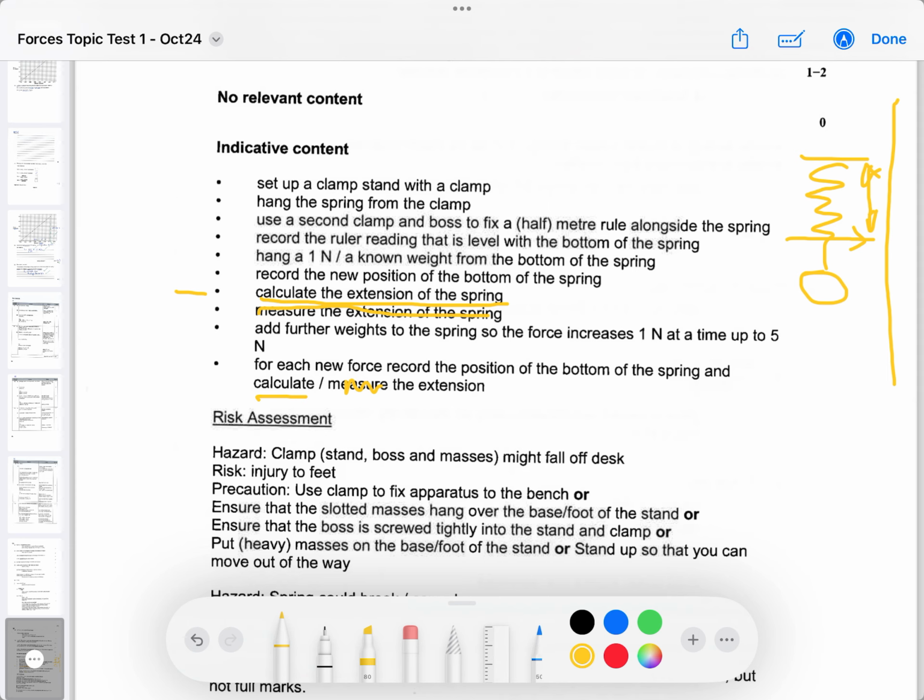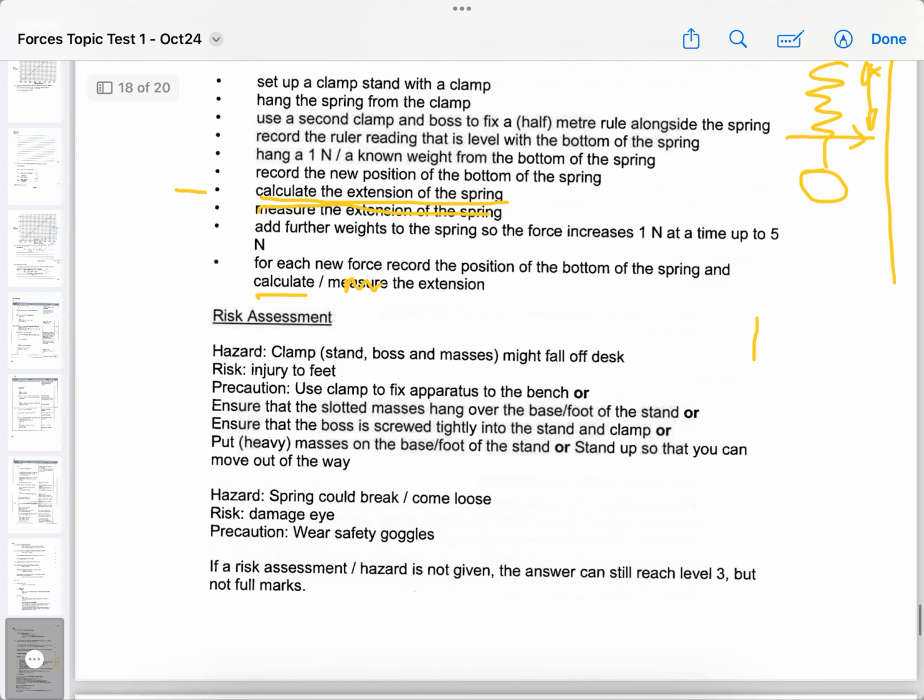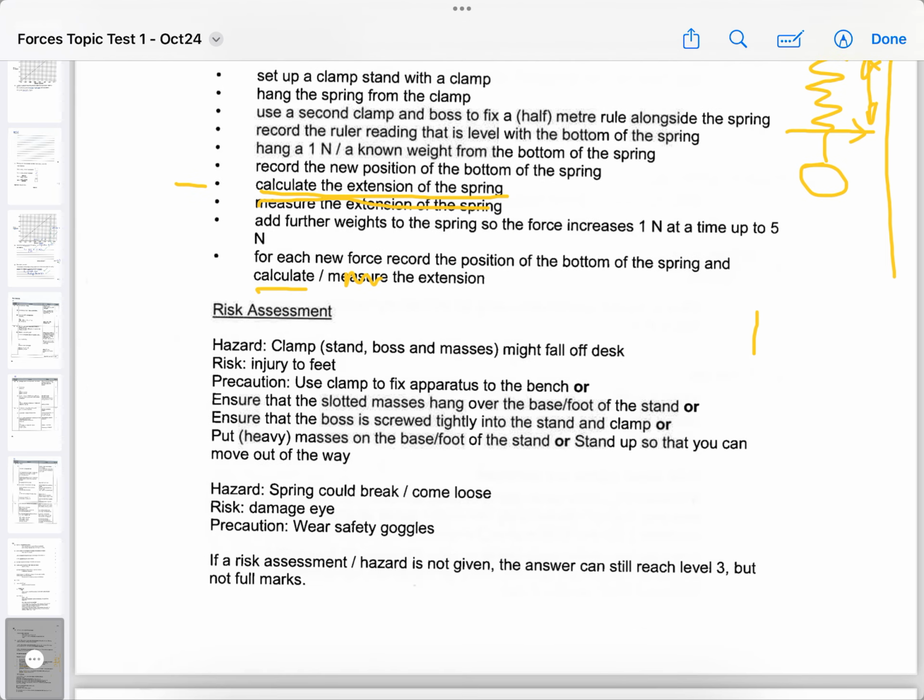What does calculate mean? It means the final position of the spring compared to the initial position of the spring before you've added any weights. And then the risk part, they want you to show that you're aware of safety in these experiments. So they're giving you the hazard: the clamp might fall off the desk. The risk would be injury to your feet.